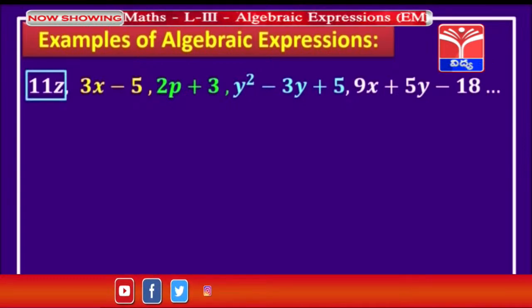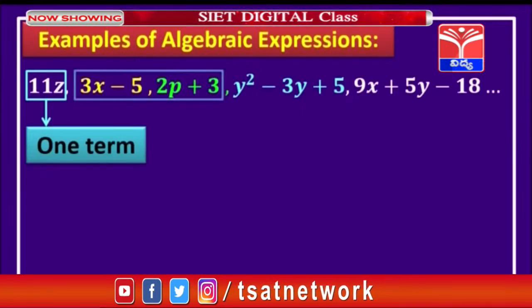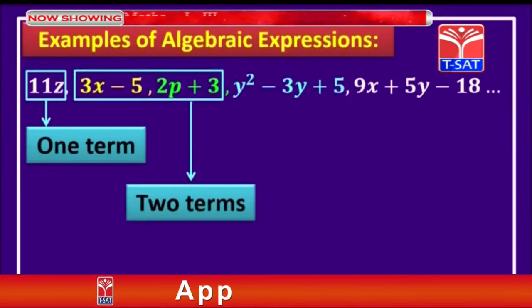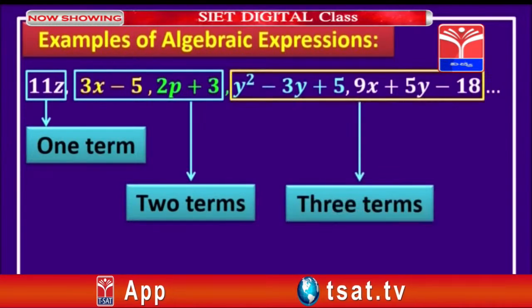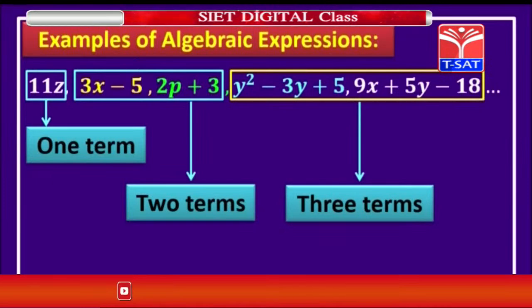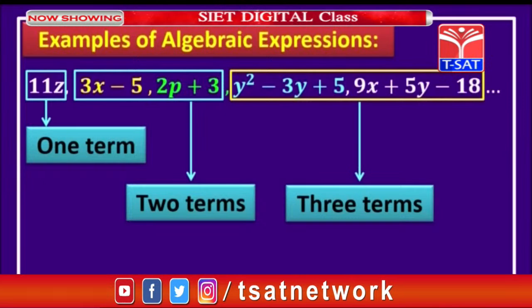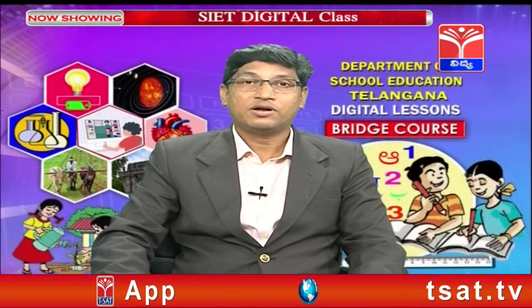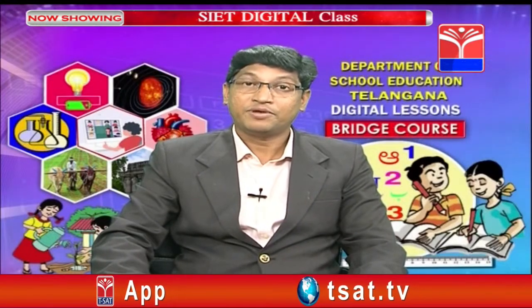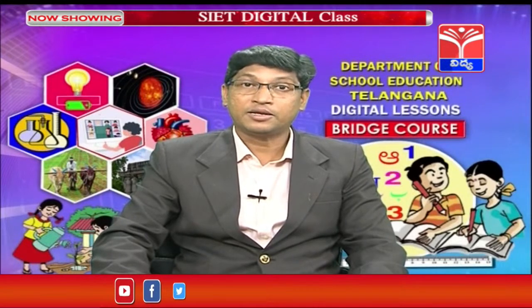If you notice the first one, children, here it has only one term, whereas if we consider the second one, it has, yes, two terms. And the remaining one, if you see, how many terms are there, children? Yes, there are three terms. So an algebraic expression can have one term, may have two terms, or it can have three or more than three terms also. So children, we have learned what is an algebraic expression, and we have also learned the examples and also how to frame an algebraic expression.